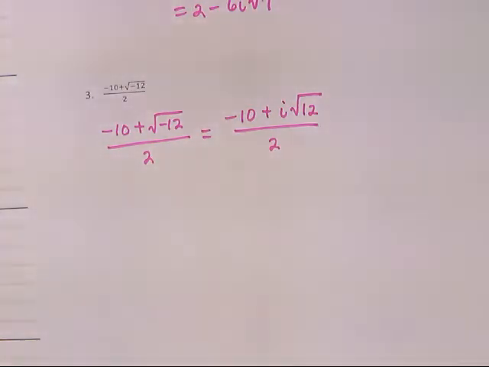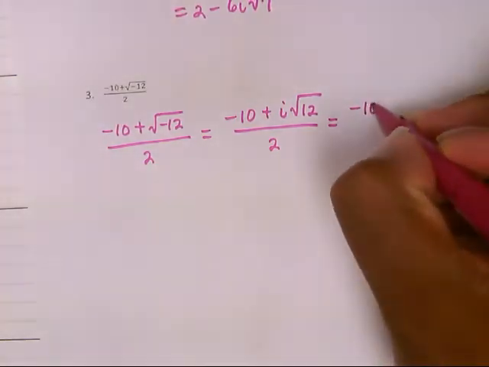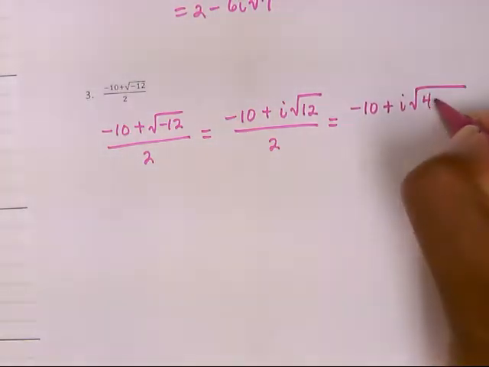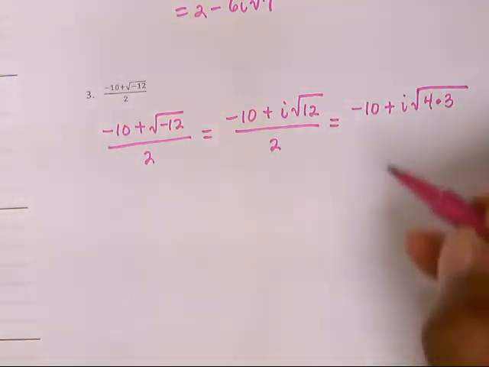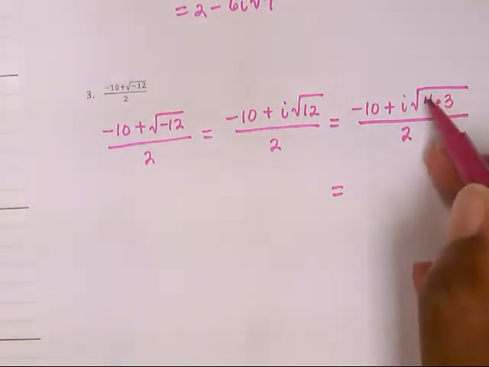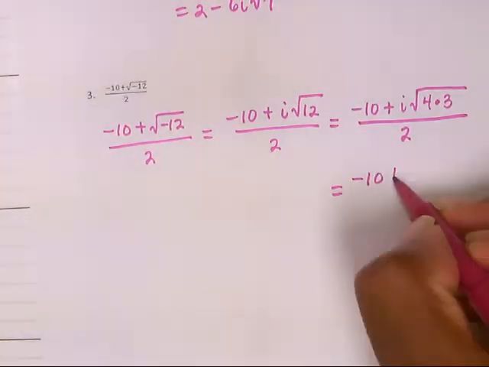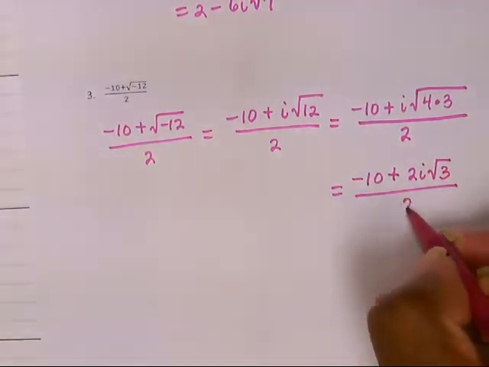Now, 12 is not a perfect square, but 12 does have a perfect square in it. So we need that largest perfect square that can go into 12, and it has to be 4. So I have negative 10 plus i square root of, and I'll write 12 as 4 times 3. Because 4 is a perfect square, it can go into 12 3 times. And all of this is divided by 2. Now I can take the square root of 4, which is 2. So I have negative 10 plus 2i square root of 3 all over 2.